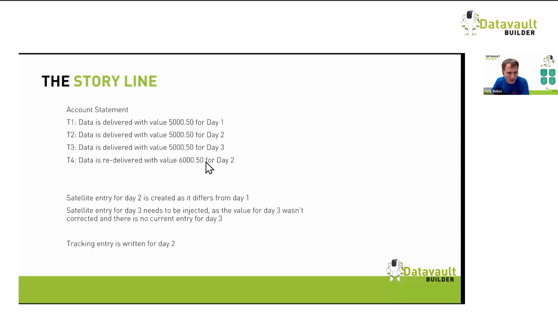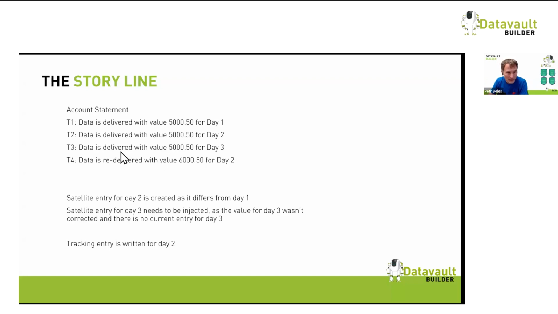Now when this value, this backward correction arrives, we know we need to sort it into day 2, but based on the tracking satellite, we need to inject a new value for day 3. And you see already how complicated this is with one customer, with one account. But if we find a pattern to solve that, it will solve all the issues.